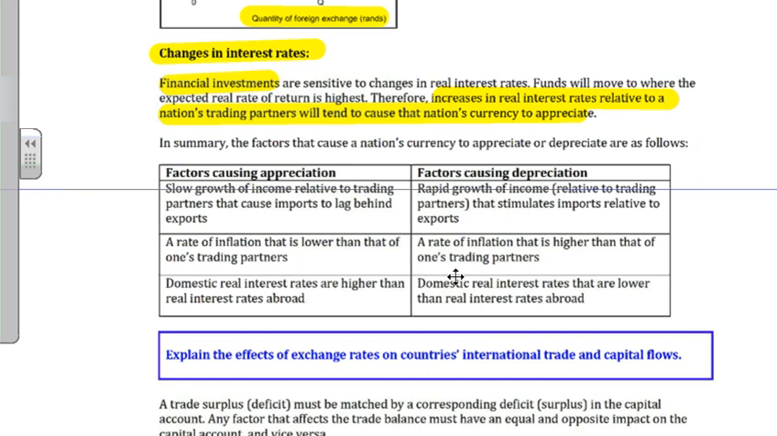And just very briefly, guys, remember we spoke about income, inflation, and rates, and let's have a quick look. What would cause appreciation? Slow growth of income relative to your trading partners. A rate of inflation that is lower than your trading partners will cause your currency to appreciate. And if your domestic rates are higher, guys, learn these interactions, again your currency will appreciate. What will cause your particular currency to depreciate? Rapid income growth, and you're starting to spend more money overseas, a rate of inflation that's higher, and domestic interest rates that are lower.